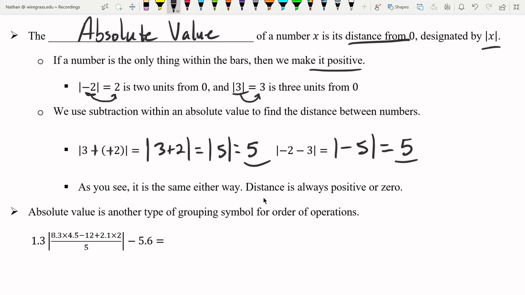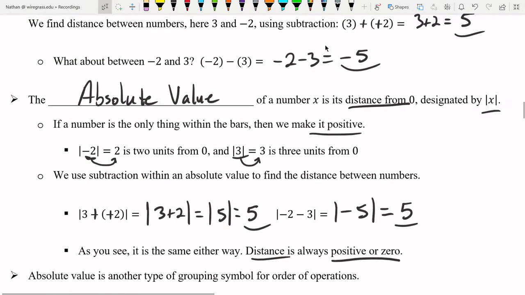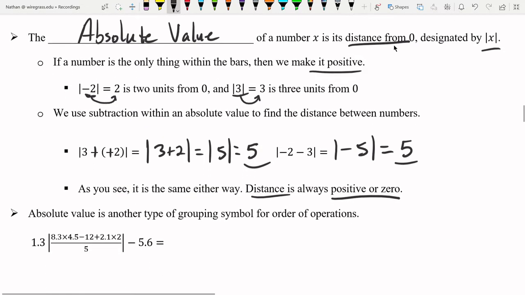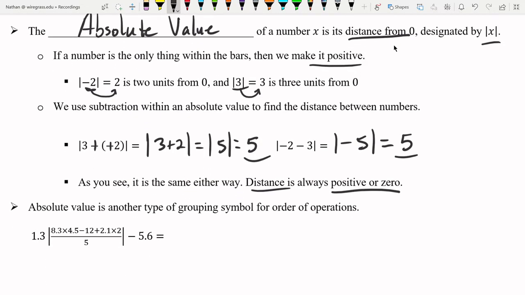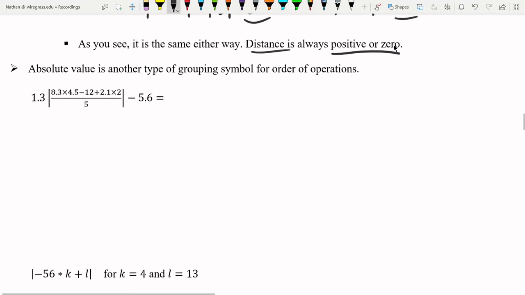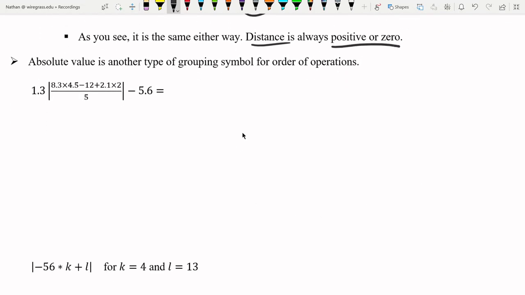It's also important to note that distance, which is what an absolute value is, is always positive or 0. So in this previous one here, we found a distance of -5, and that is directly contradicting the definition of what distance is. So that's another reason why we need to use the absolute value. Absolute value is just a grouping symbol in order of operations, as well as additional meaning behind it. So make sure you're doing it with the grouping symbols.